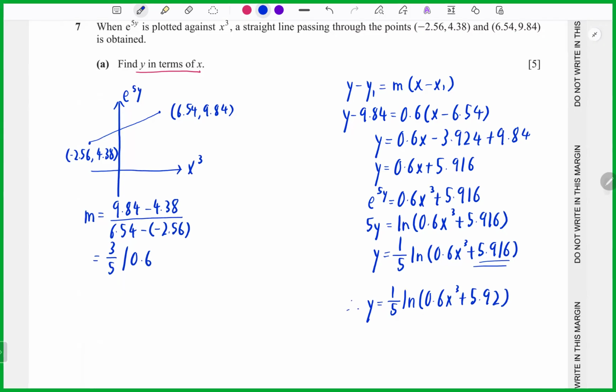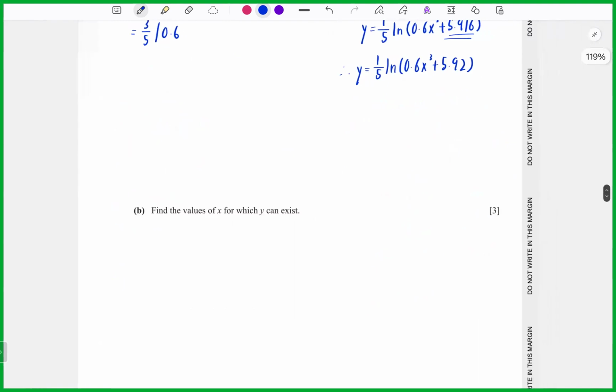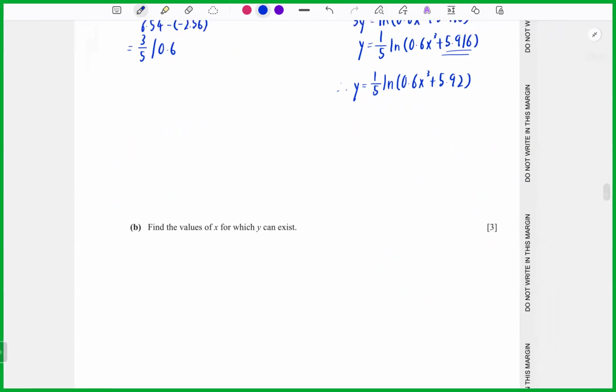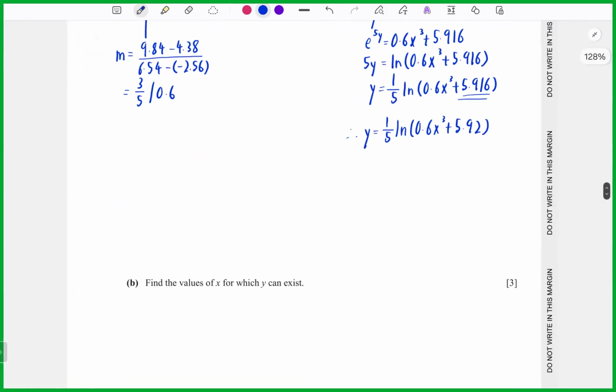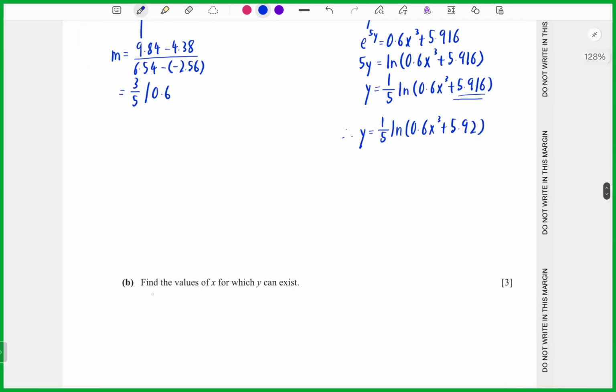Then we look at part B. Find the values of x for which y can exist. Now this is a logarithm, right? We know for a logarithm, if y equals log x, x cannot go to 0. It should be x more than 0. We use this concept to apply to this question.